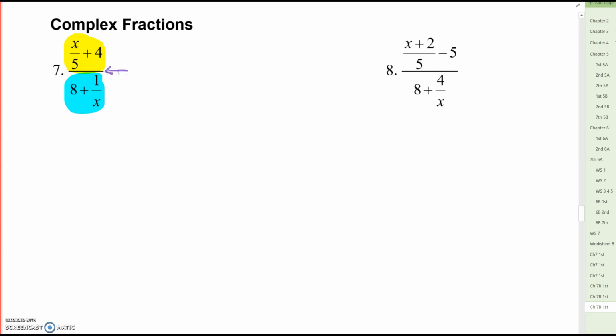What's that symbol between those two? Division. So the third part is a division problem. So first, let's look at x over 5 plus 4. I really want that 4 to be a fraction, so I'm going to put it over 1. So this is my yellow stuff, my top part of my original complex fraction.